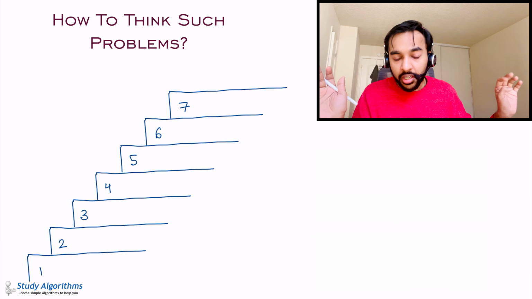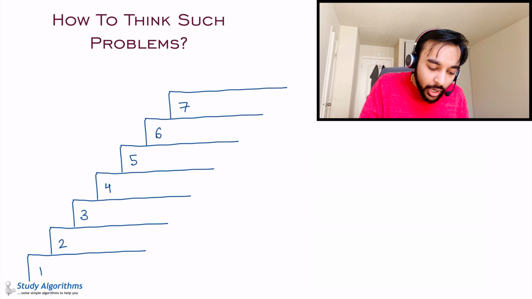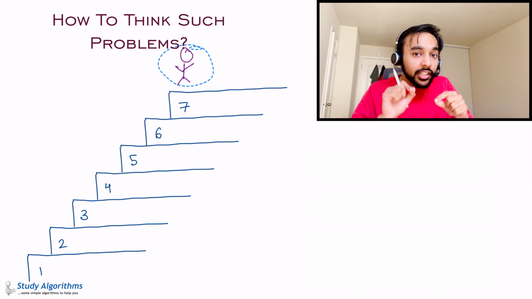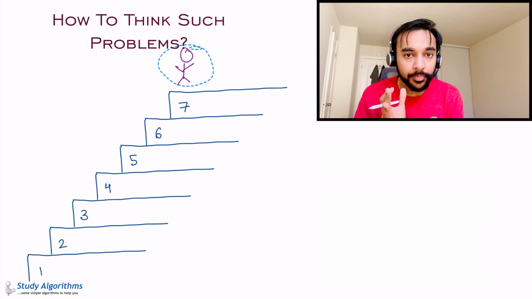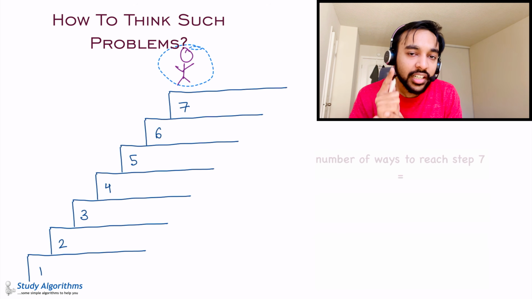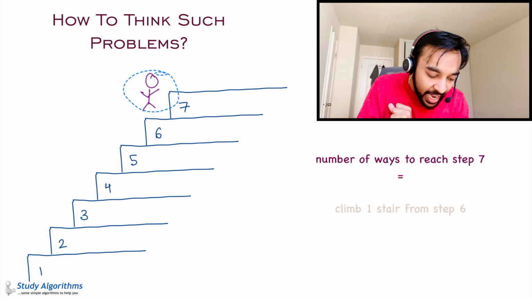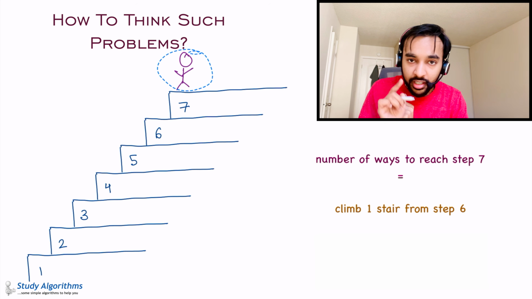Forget everything for a moment. Let us say that you have to arrive at step 7, right? And what if the step 7 is your last step? How can you reach the last step? Either you would be standing on step number 6 and you will take one step over here, right?